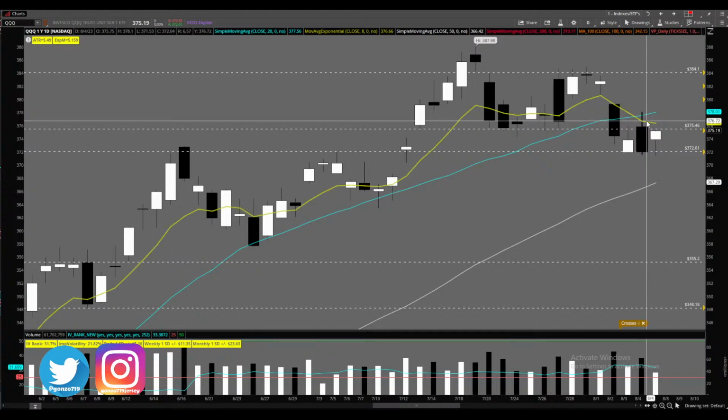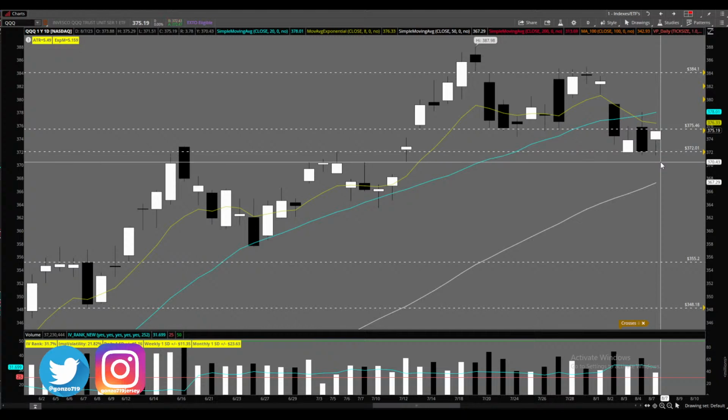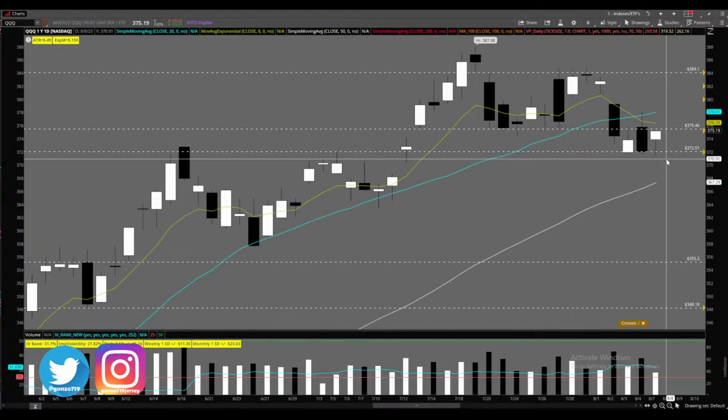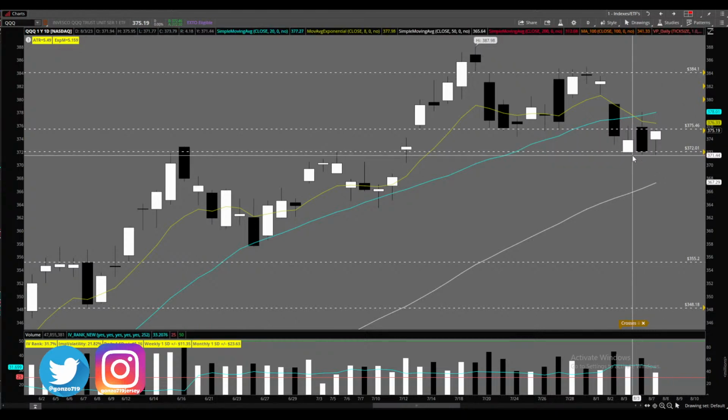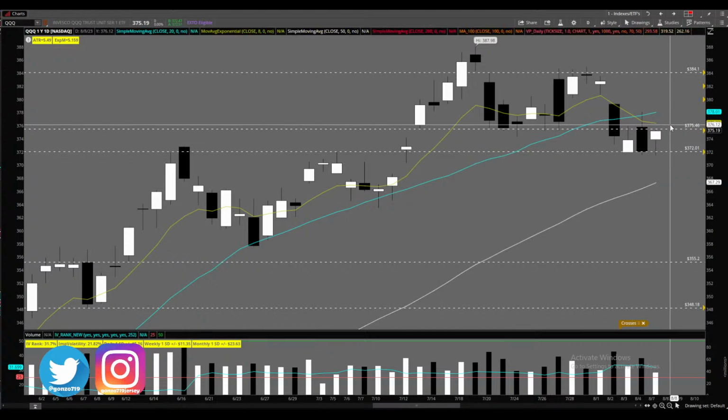Holding under the 20 and the 8 EMA. Where are we now? 372.40. We're right here, hanging around these lows. If we break these lows, you really want to see us hold under there and not go back into range. That's how you're going to gauge that move. You have to find acceptance lower. You can't just dip down and get right back into range. That's going to show sellers do not have the strength yet.